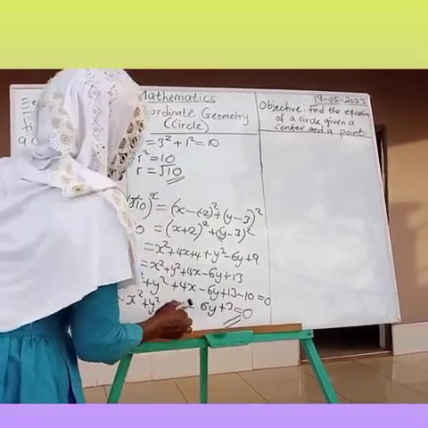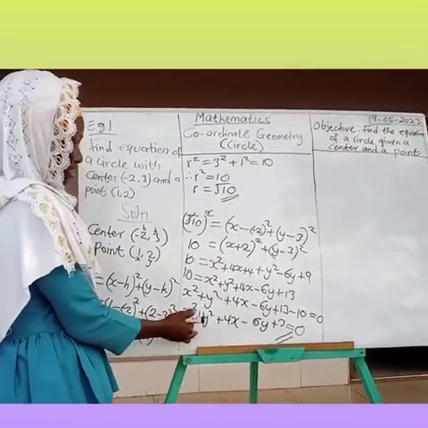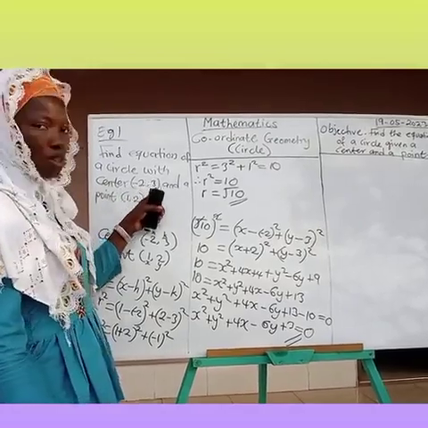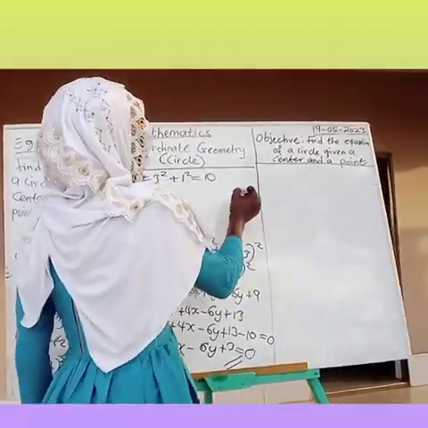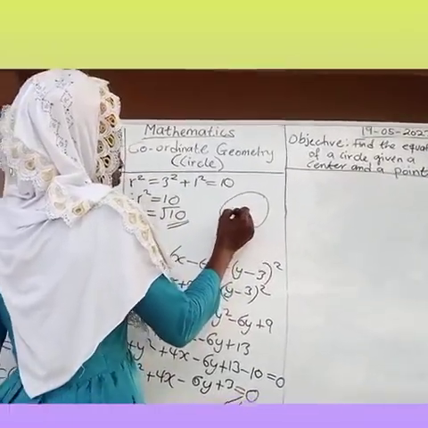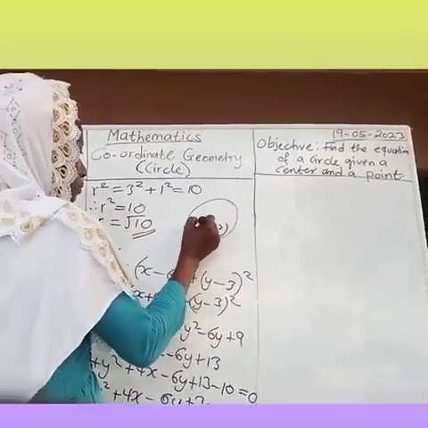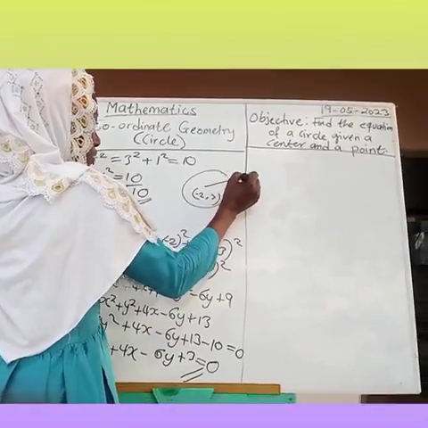So this gives us the general equation of a circle when we are given the center (-2, 3) and a point (1, 2). We have a second approach. We know that the circle is here, we have the center to be (-2, 3), and we have a point (1, 2) here.